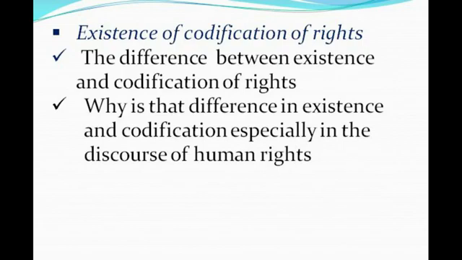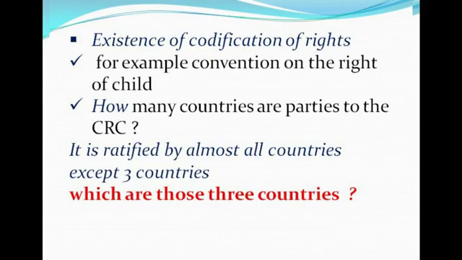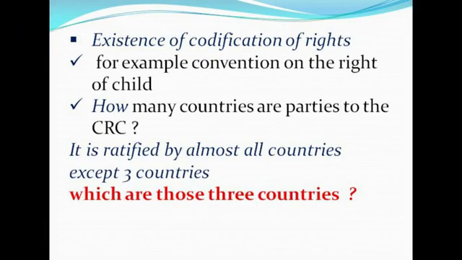Let me give you a simple example, which I frequently mention because of its uniqueness: the Child Rights Convention. You are familiar with the Child Rights Convention. How many countries are party to the CRC? It's considered almost a universal ratification among all the international human rights instruments. The one that received almost universal ratification is the CRC, except for 3 countries. Which are these 3 countries?